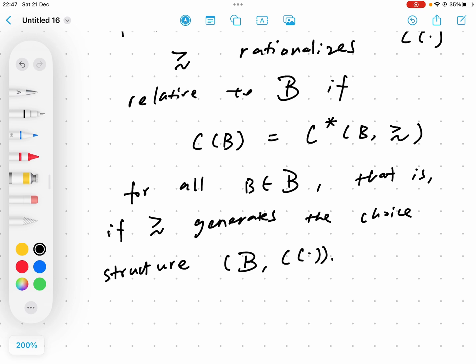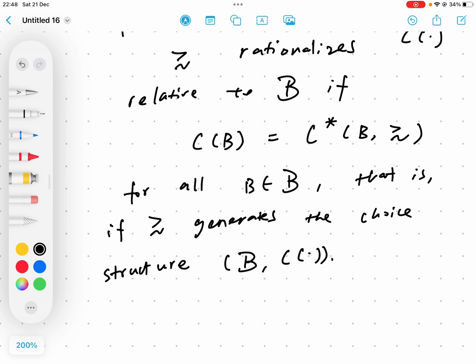So in plain English, the rational preference relation rationalizes the choice rule C, this map, on the calligraphic B, if the optimal choices generated by this rational preference relation coincide with this C for all budget sets in the calligraphic B. Good. So that would be the interpretation of this definition. In some sense, the preferences explain the behaviors, and then we can interpret the decision maker's choices as if the decision maker were a preference maximizer.